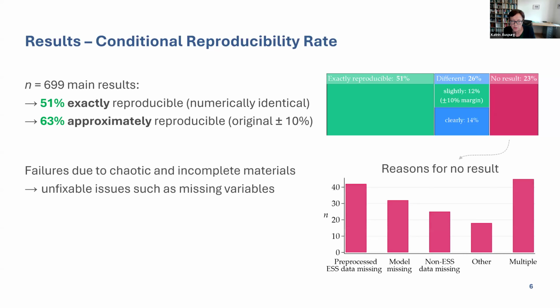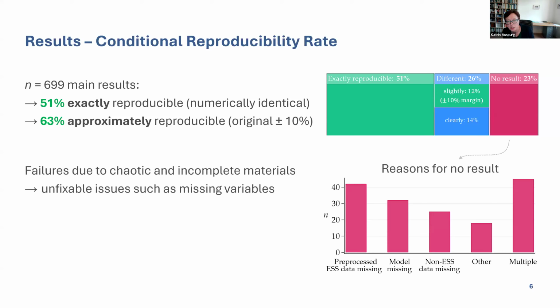And reasons for that were chaotic code. Very often some pre-processing was missing in the code, and then we were just missing variables. Sometimes also some models were missing in the code, and sometimes authors used some additional data, and for us it was not clear which data were used.